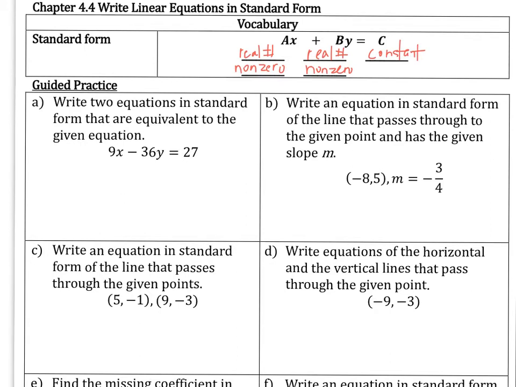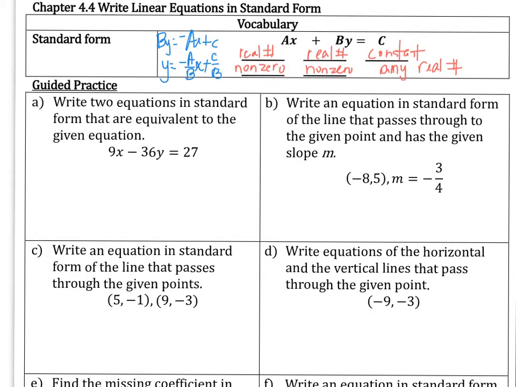which means any real number. We can take the standard form and rewrite it as slope-intercept form. So I'm going to write it right here. by would equal to negative ax plus c, and this would equal to y equal to negative a over b x plus c over b.